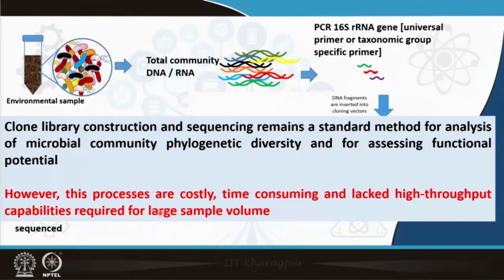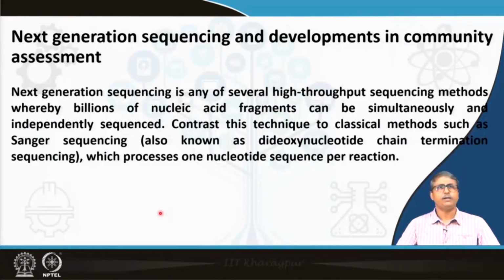So it will be hugely costly and time consuming, because you need to handle so many clones without having any contamination between them. And for this process, the high throughput capabilities are very limited. Generally, they are not available for common laboratories working on different aspects of environmental problems. So handling a large number of samples becomes very inconvenient. Now here comes the next generation sequencing.